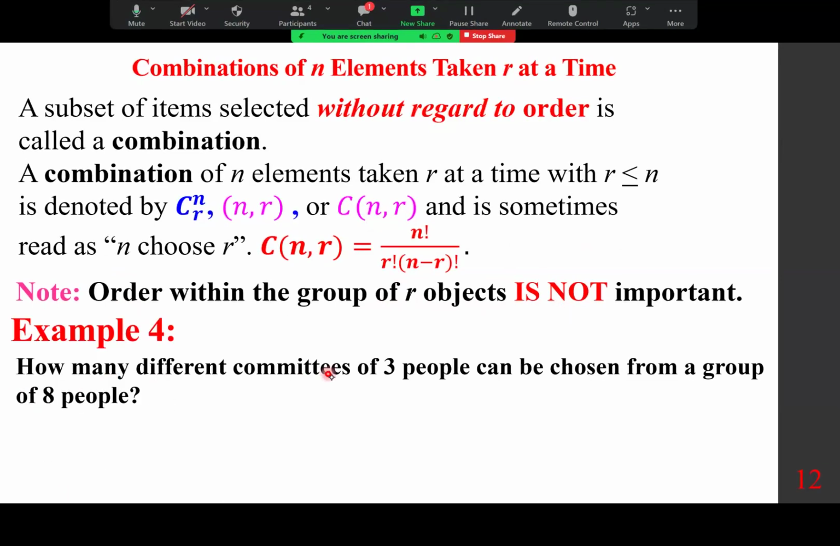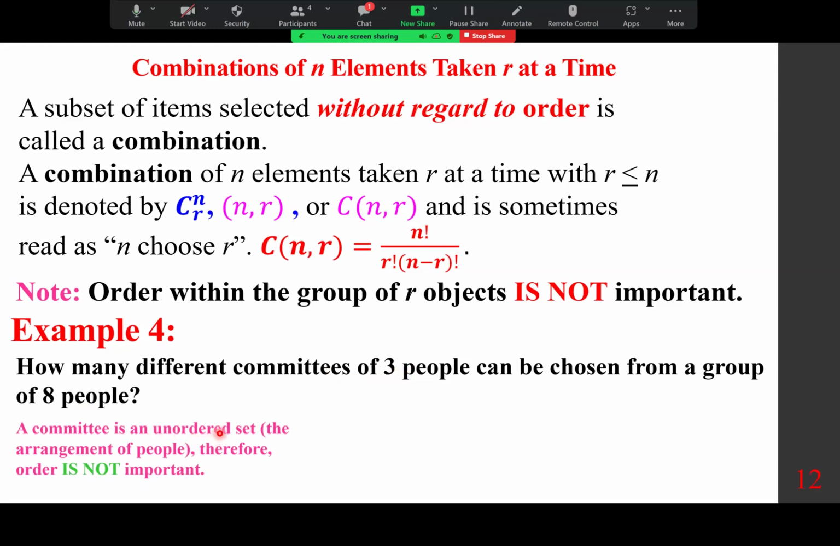Example, how many different committees of 3 people can be chosen from a group of 8 people? See, it doesn't matter in what order we choose them. We just want 3 people. A committee is an unordered set, or the arrangement of people is unordered. Therefore, order is not important. We just want 3 people. Combination.